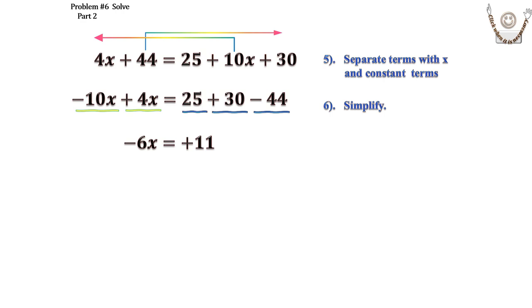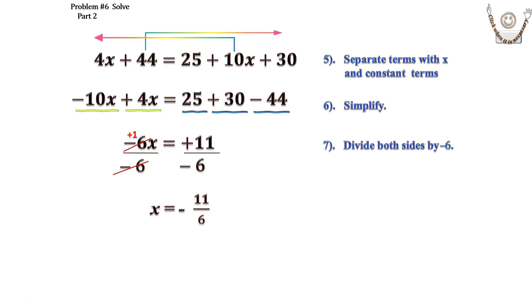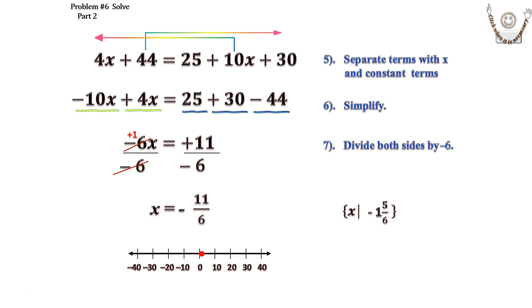Now we have to divide both sides by negative 6 because we are looking for positive 1x. Negative 6 over negative 6 would be positive 1x or just x, and then positive 11 divided by negative 6 would be negative 11 over 6. We can show it as a dot on the real number line, or we can convert it into a mixed number, and it will be negative 1 and 5 over 6.